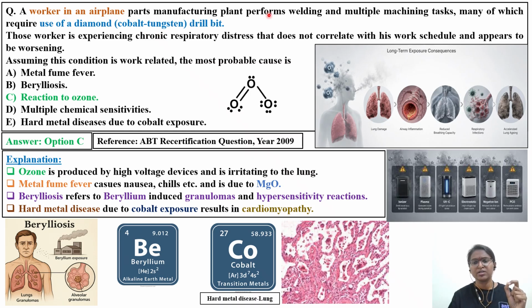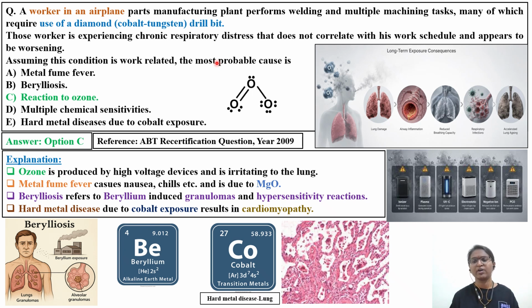Here there is an occupational setting. Here the worker is working with the metals cobalt and tungsten. The worker is experiencing chronic respiratory distress that does not correlate with his work schedule and appears to be worsening. Assuming this condition is work related, the most probable cause is.